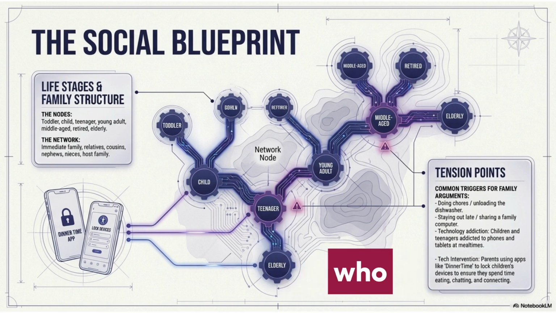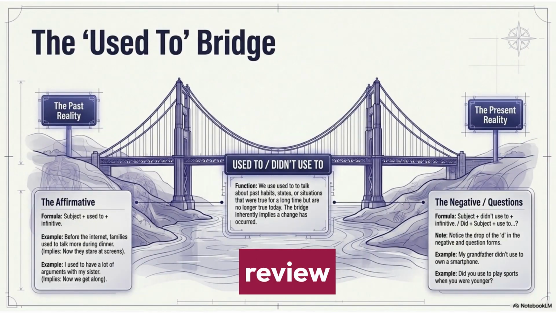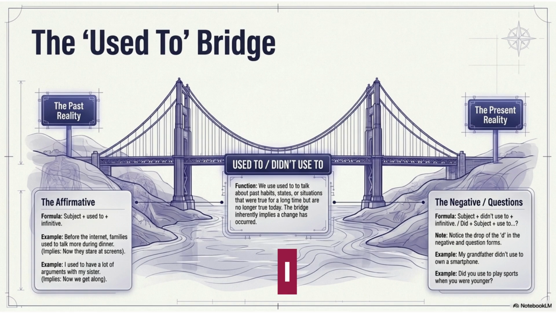Ask yourself, who are they? Who are they connected to? What challenges do they face? That's how we describe a person's social world. Let's review one key structure. Used to. We use it for past habits or past states that are no longer true. For example, I used to play football. She used to live in Hanoi. But remember, we don't use used to for actions that are still happening today. Think of it as a bridge connecting your past self with your present self.